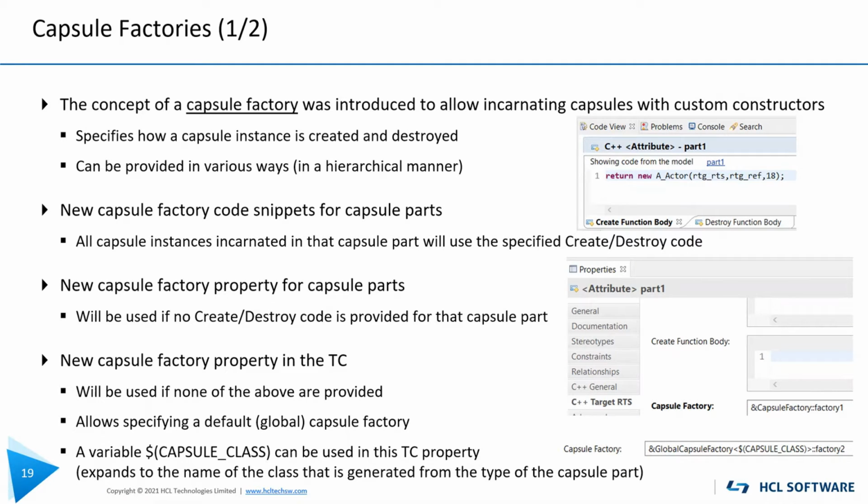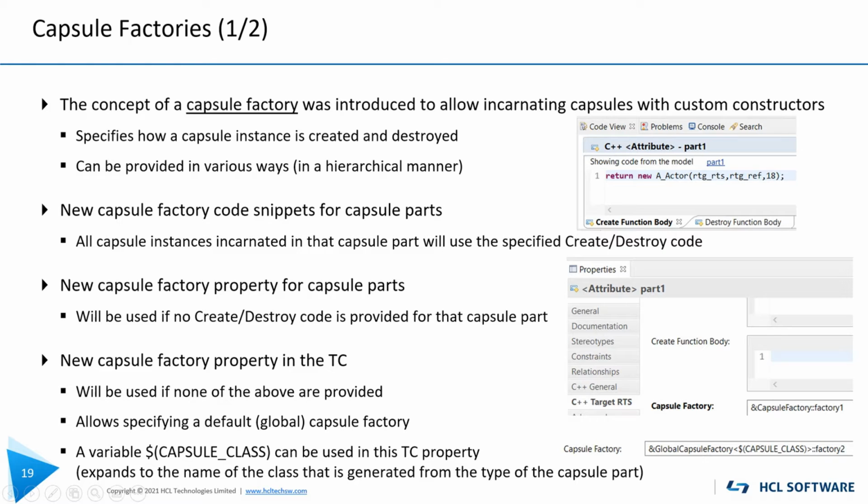Next, other than these function bodies that we provide, we also have something called capsule factory. This capsule factory property is local to the capsule parts. We can use a capsule factory for each capsule part by providing this property in the C++ target artist tab, as you see in this next screenshot.